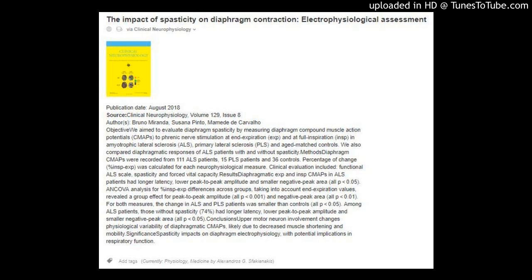Among ALS patients, those without spasticity, 74%, had longer latency, lower peak-to-peak amplitude and smaller negative peak area, all p<0.05. Conclusions: Upper motor neuron involvement changes physiological variability of diaphragmatic CMAPs, likely due to decreased muscle shortening and mobility. Significance: Spasticity impacts on diaphragm electrophysiology, with potential implications in respiratory function.